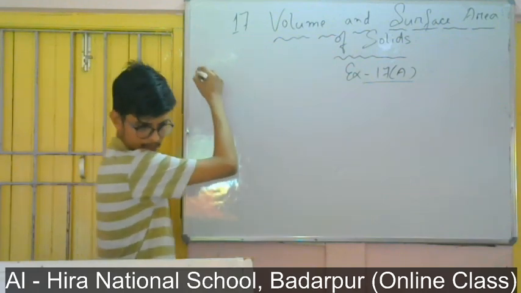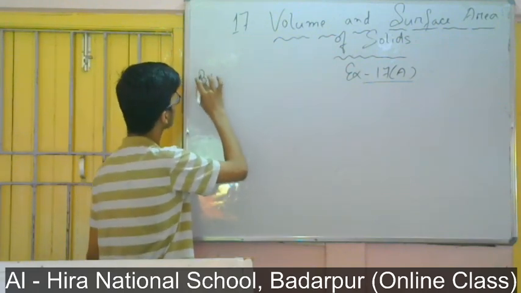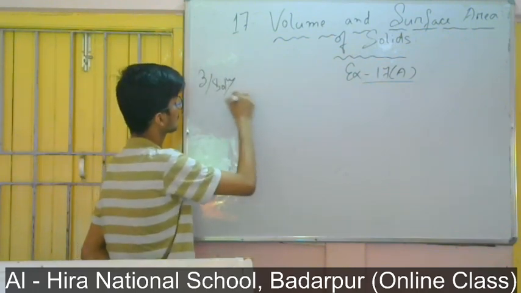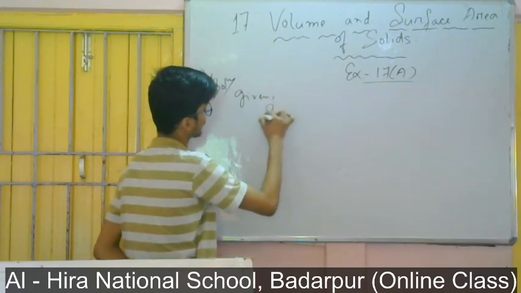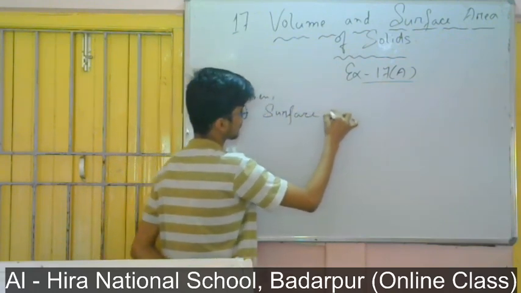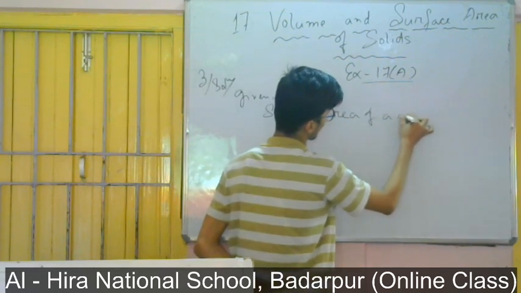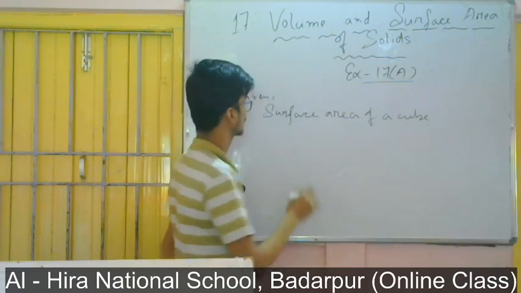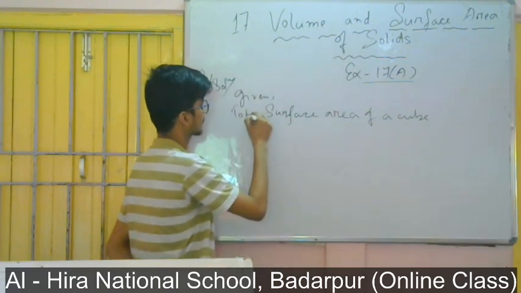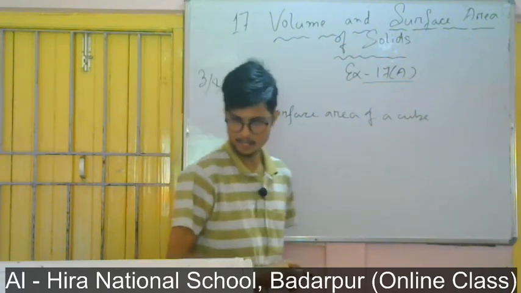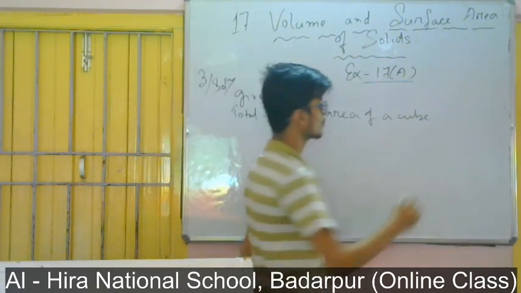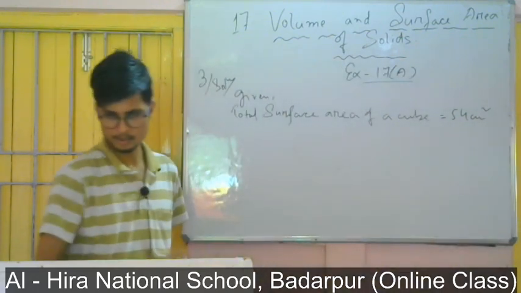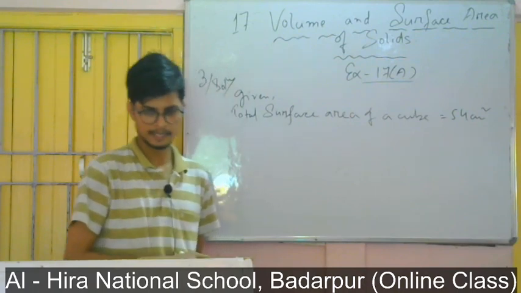Question number 3. Given the surface area of a cube, you write total surface area. The total surface area of a cube is given as 54 centimeter square. We don't know the length. The question is to find the length of its side.